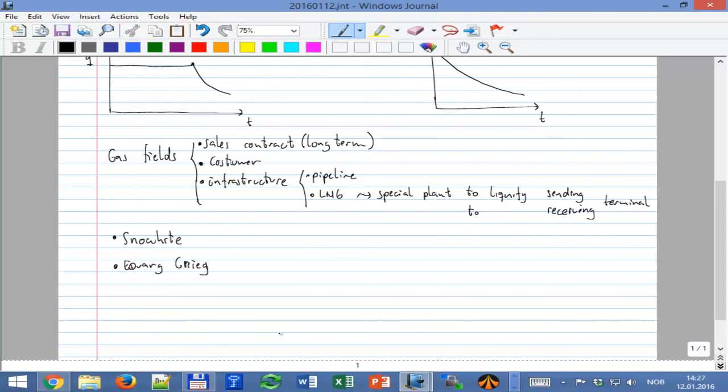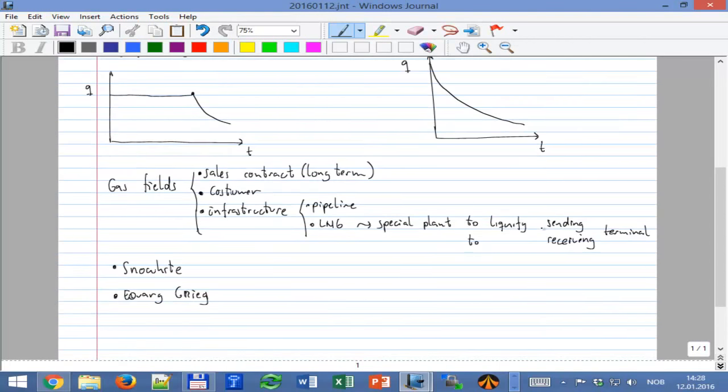Okay? So that field also is operating in that mode. And some fields that will be operating like that: we have the satellite, the Morvin field, that is a satellite to Åsgard.